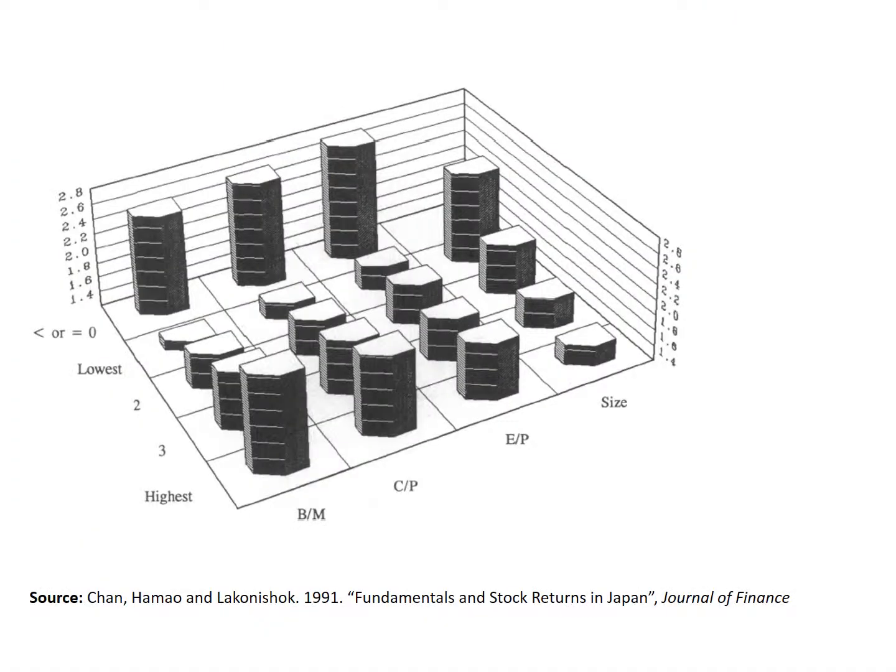Graphically, I've shown you this diagram before. This is for Japanese stocks. And you can see that typically stocks with high book-to-market value, high cash flow, high earnings to price, and small in size have particularly high return. Even more so, stocks that you would probably consider weird, those with negative book-to-market or zero book-to-market value, negative cash flow, negative earnings have the highest return. So there's something very interesting here that is not predicted by CAPM.